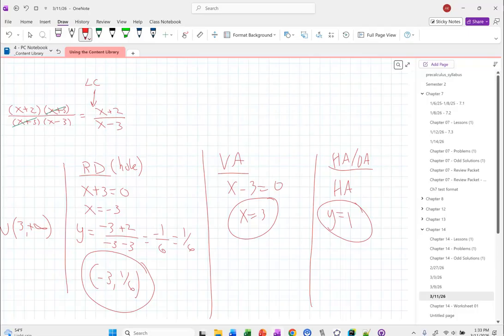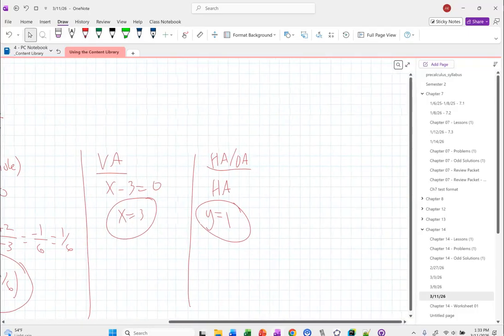Are you going to graph this? Am I going to draw the graph? We don't have to graph it, right? I don't think I asked you to graph anything on this.